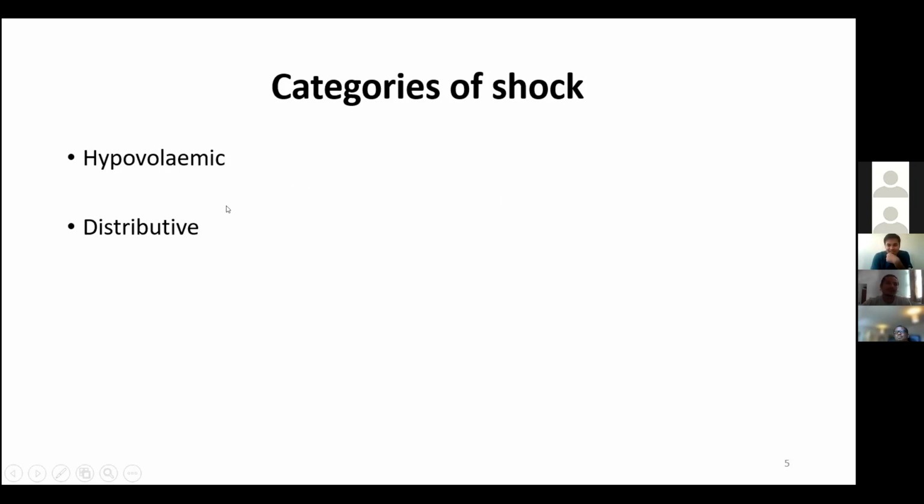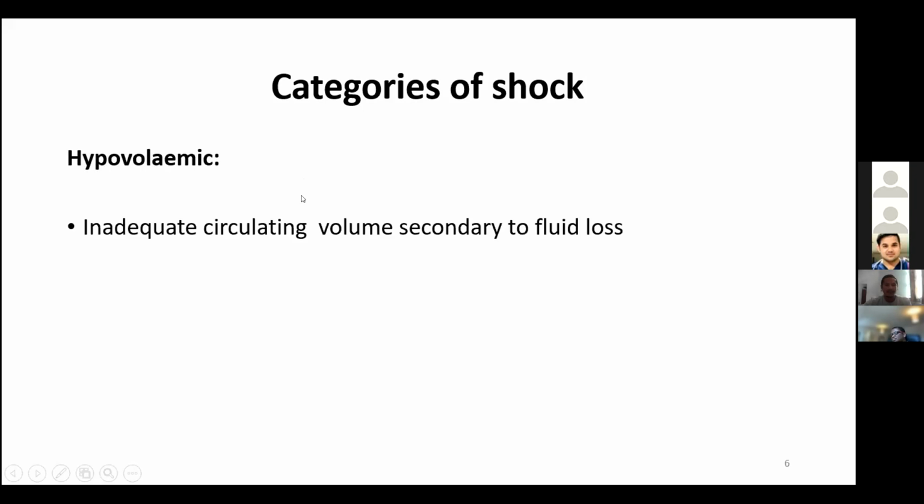Shock can also be classified into distributive shock, obstructive shock, and cardiogenic shock. It can arise from numerous pathophysiological processes, but irrespective of the cause, it can be classified into 4. So let me describe hypovolemic shock.